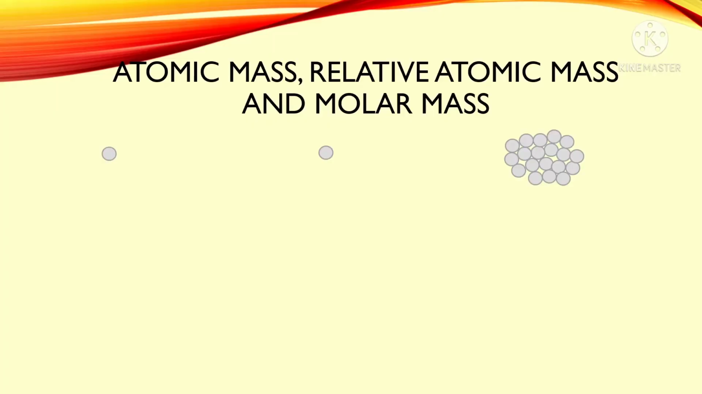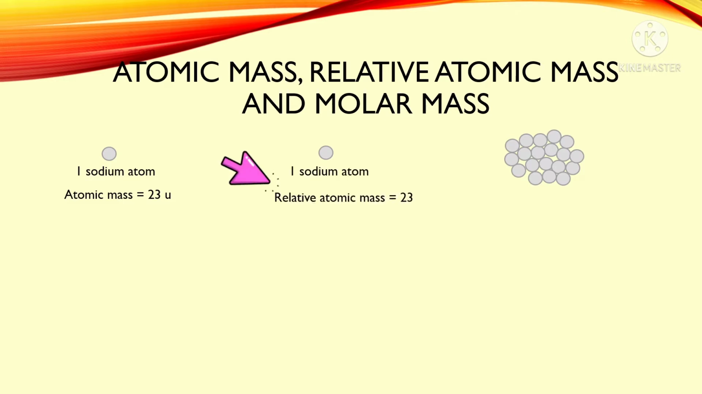What's the relationship between atomic mass, relative atomic mass, and molar mass? For example, here we have one sodium atom with atomic mass of 23U. For atoms, their masses are quantified in terms of unified atomic mass U because they are very light. So when this one sodium atom is compared with the standard 1/12 the mass of one carbon-12 atom, we get the relative atomic mass of sodium as 23. This means that sodium atom is 23 times heavier compared to the standard.